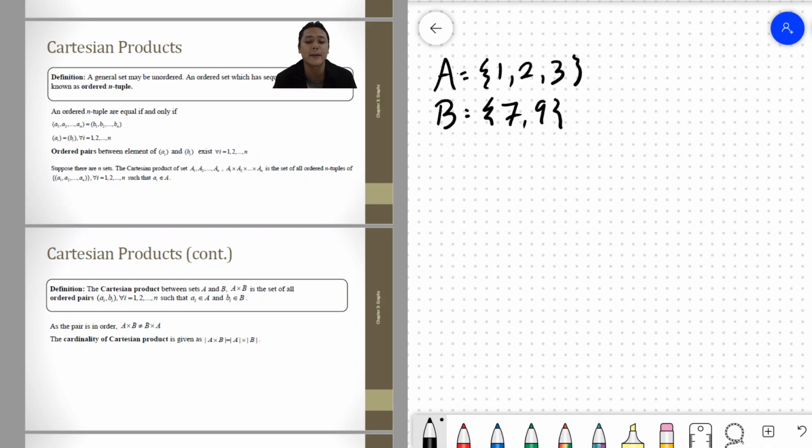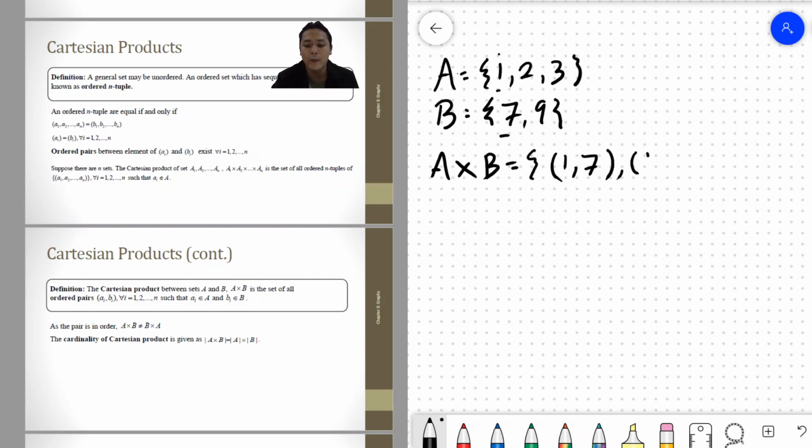We have two sets right now. Cartesian product is given by the symbol times, A times B. If we have two sets, we call it a two-tuple, and we have ordered pairs as the outcome. A times B, let's settle the first ordered pair first: 1 and 7. Notice that we take one element from A and one element from B to be paired as an ordered pair.